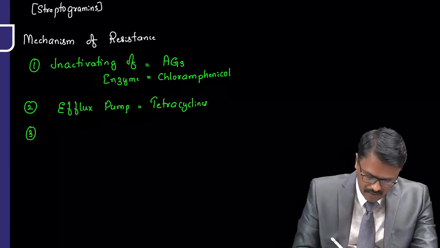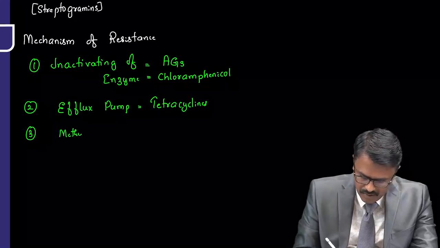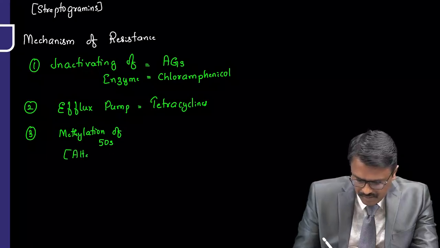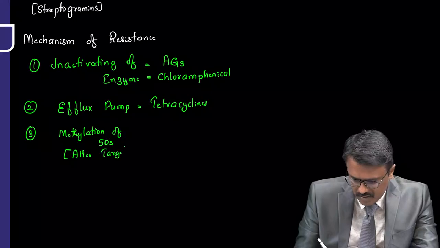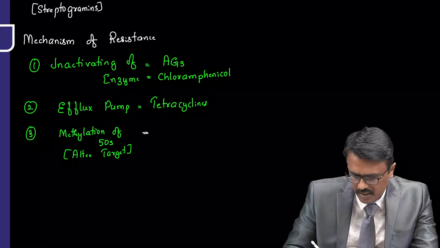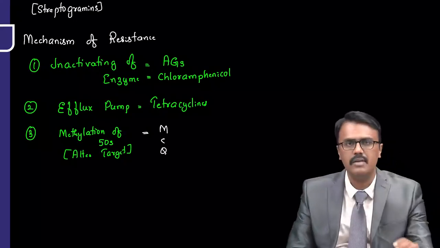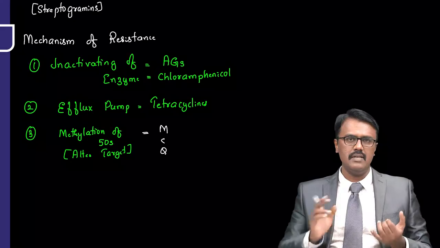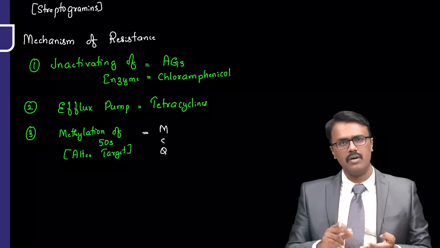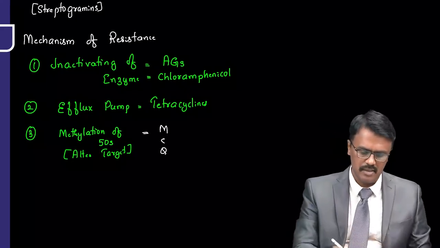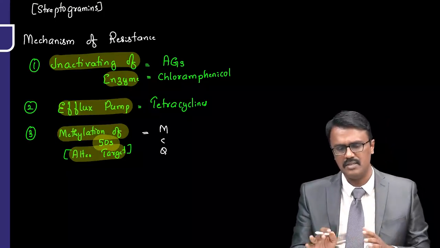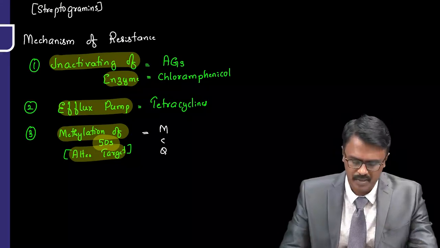Now, number three, the methylation of 50S. So that means alteration of target. So altering the target. And which drugs have this problem? It is by the MCQ drugs, macrolide, clindamycin, quinupristin, and dalfopristin. So all the mechanisms may be present, that is inactivation, inhibiting the entry, efflux pump, or altering target, but these are the main mechanisms of resistance for these drugs.